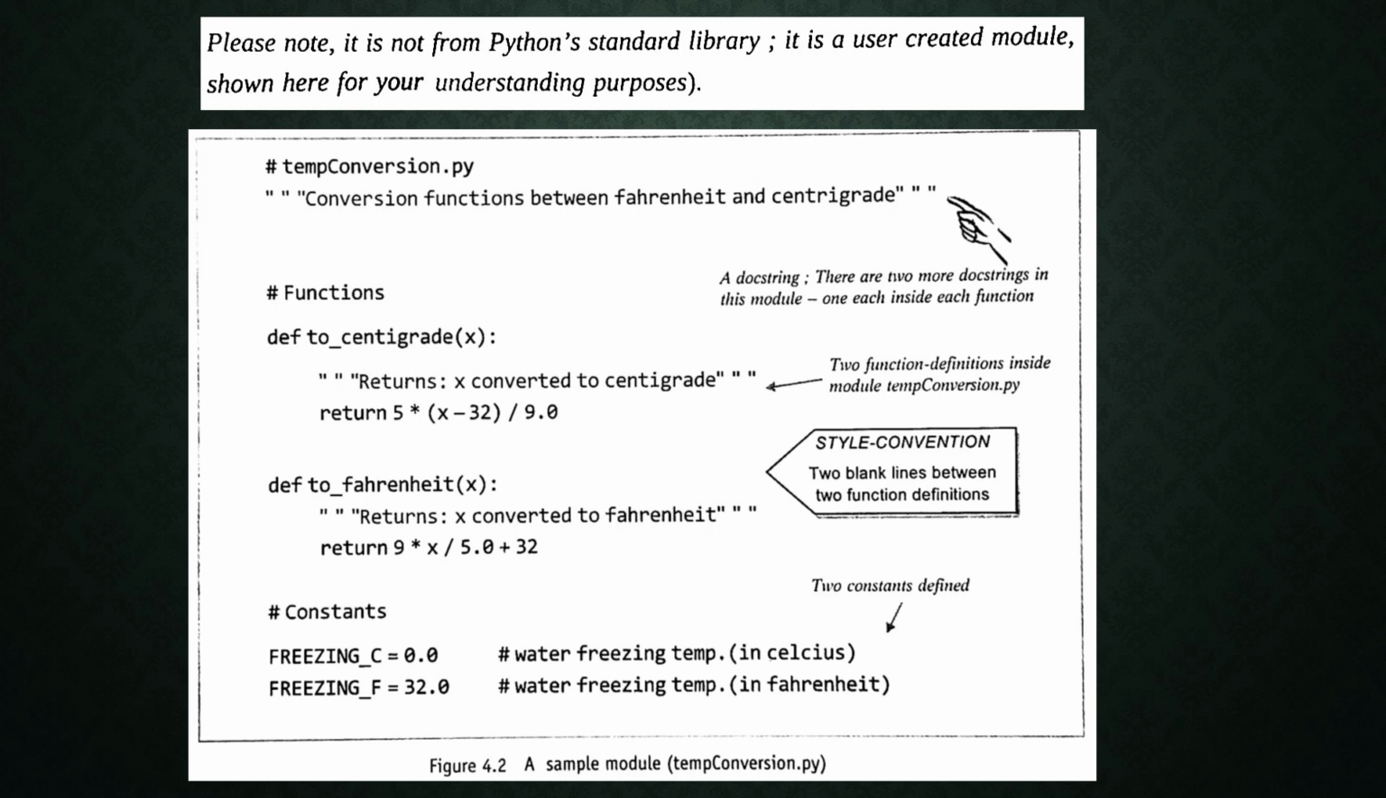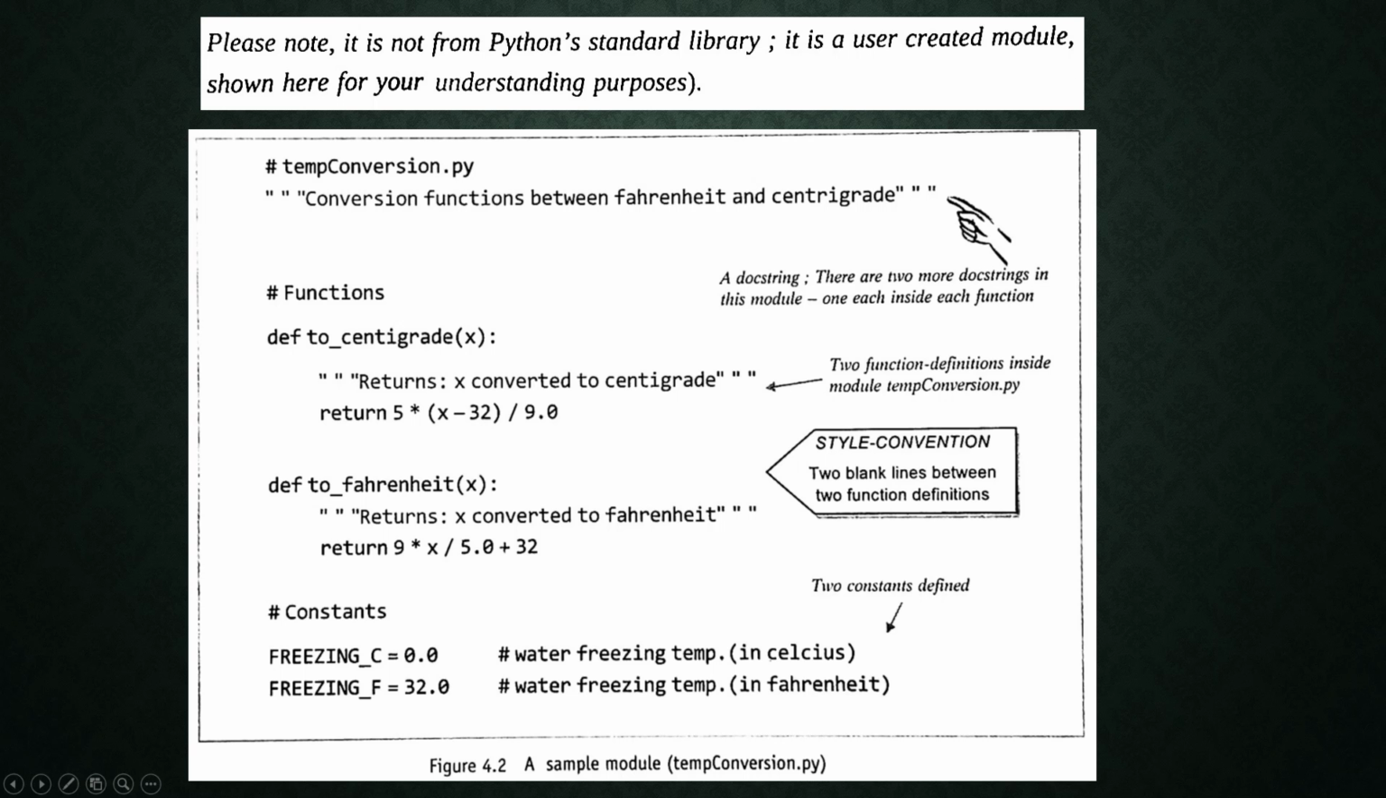Again a comment, or docstring, is there. So here also: return 9 * x / 5.0 + 32. Just look at these two functions and the two blank lines between them. It's very important, two blank lines between two functions. It's a style convention; it's not required. Okay, whatever it may be.